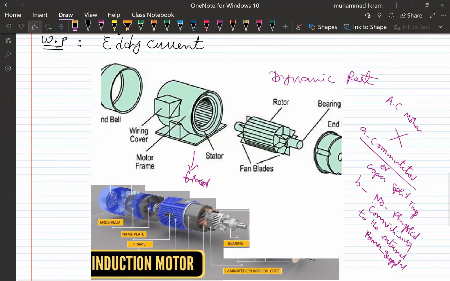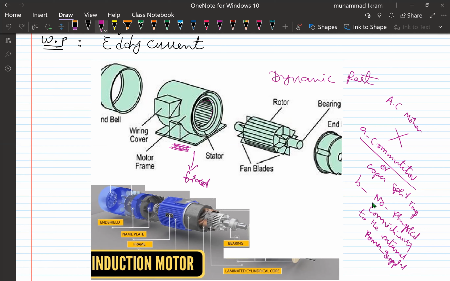Now you see what happens: the stator consists of a set of electromagnets, as you see here, like this one. These are the electromagnets, a group arranged in such a way that they form a hollow cylinder. The hollow cylinder is such that the rotor can be easily fitted inside it. The rotor is the rotating part of the motor.